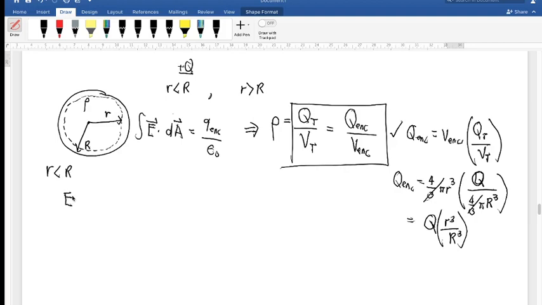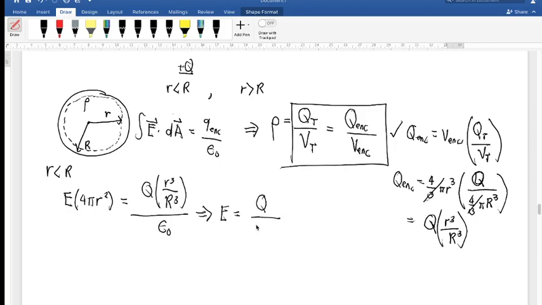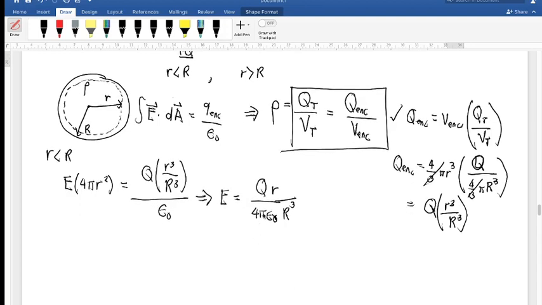we can take E outside the integral. Why? Because at any point on a Gaussian surface that is symmetric to the charge distribution, E is equal, and dA of the sphere is 4 pi r squared. So E times 4 pi r squared is equal to Q enclosed, which is Q times r cubed over R cubed, over epsilon sub naught. Divide both sides by 4 pi r squared, and what is left is E equal to Q over 4 pi epsilon sub naught, times r over R cubed. That is the electric field magnitude inside the insulating sphere.